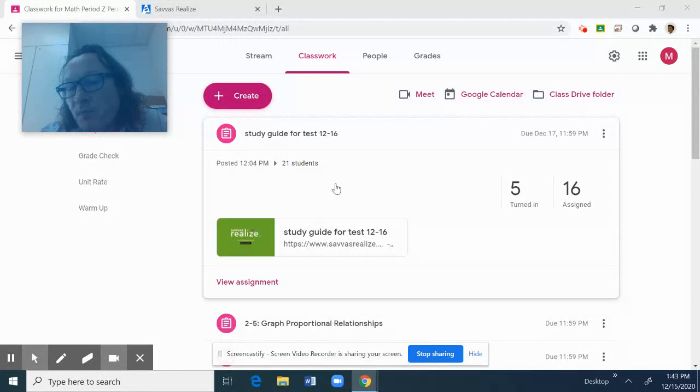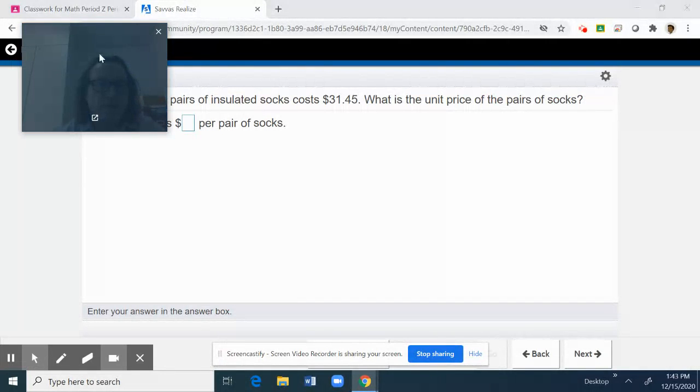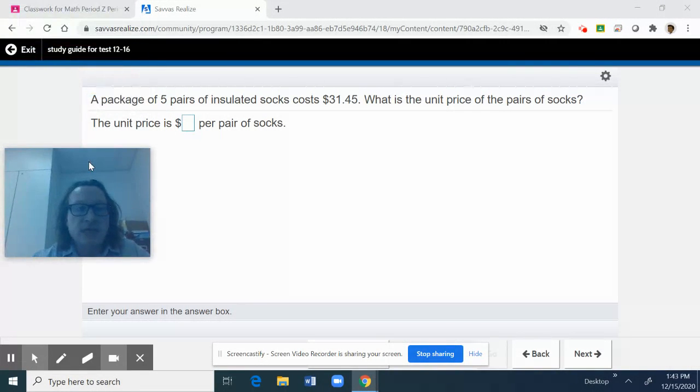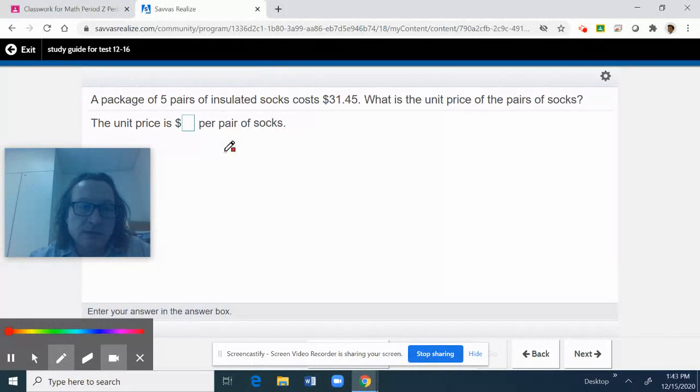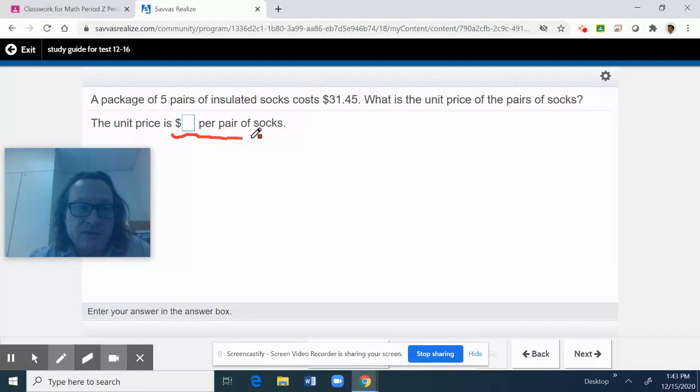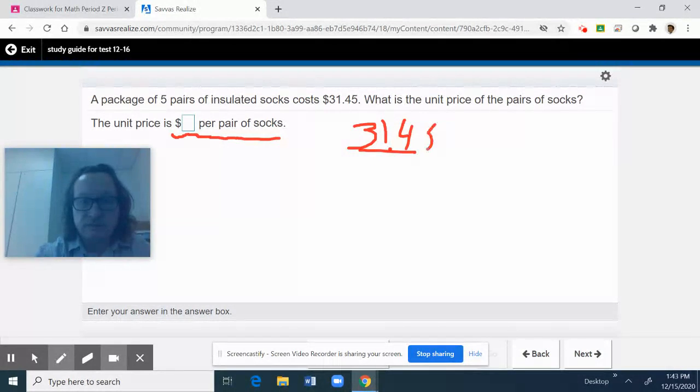Now, let's take a look at what we're doing. So you're going to just click on this, and that'll take you into here. This is question one. You're trying to find the unit price of the pair of socks. And how do we know what numbers to use? I have a 5 and I have a 31.45. So the key is, what is before the per and what is after the per. I want the dollars per pair of socks. So if I were to make this a rate, the dollars would come first, divided by the pair of socks.